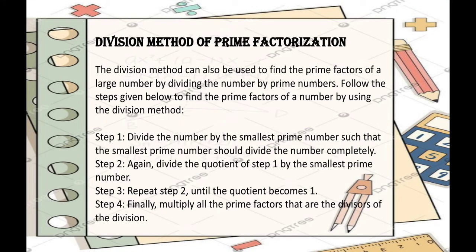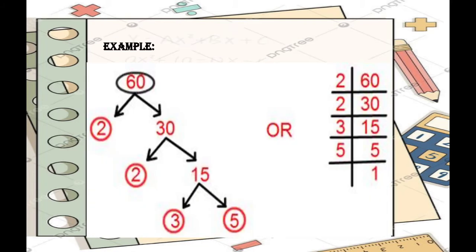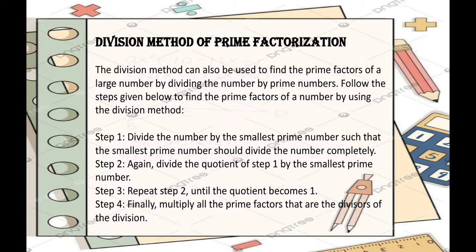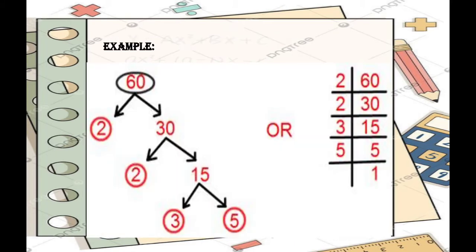So the first step is divide the number by the smallest prime number. So we have the smallest prime numbers 2, 3, and 5. Step 2, again divide the quotient of step 1 by the smallest prime number. So we divide by the first 2, second 2, third is 3, that is divisible by 2, 3, and 5.